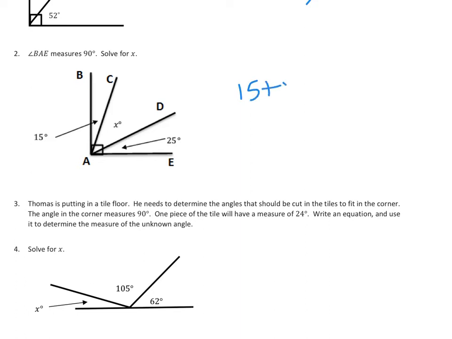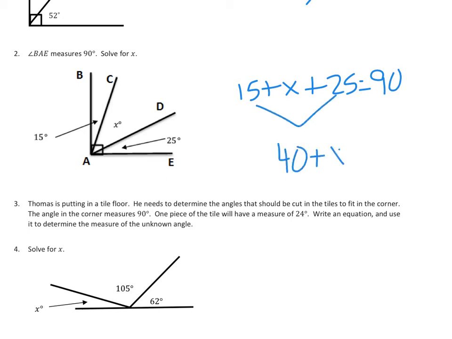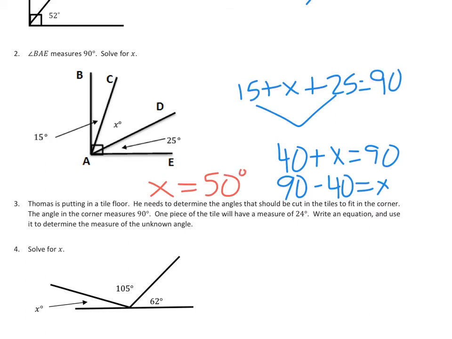15 plus x plus 25 has to equal 90. So I'm going to combine the two numbers that I can, and that's going to be 40 plus x equals 90. And now I can just do 90 minus 40, and that will give me x. So therefore, x equals 50 degrees.